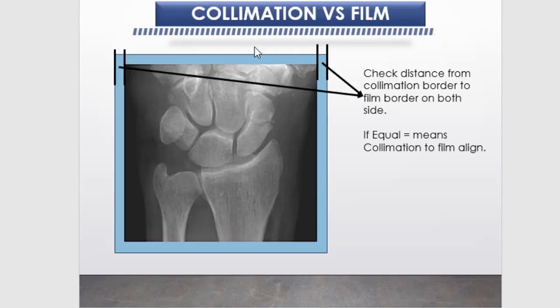What do we mean by alignment? The first one is collimation and film. How to check? Check the collimation border here and the film border here. Check on both sides. If they are equal, okay. Usually we check only the lateral, the horizontal side. If you want, you can check the upper and lower also, but go for the standard one. If you check here and here, make sure you check this side. Now you can see both sides are equal. So we come to alignment between collimation and film: equal.